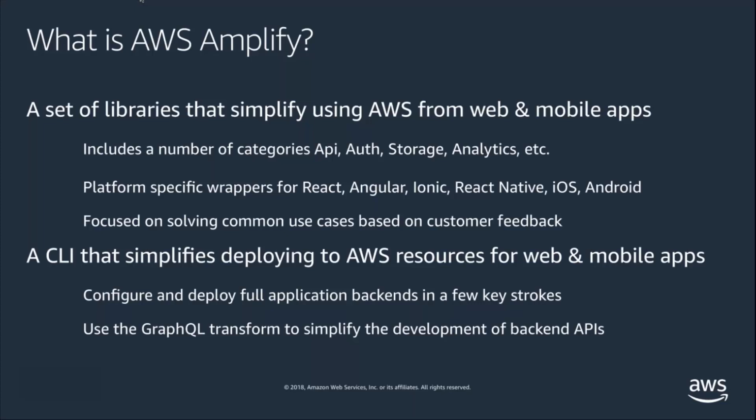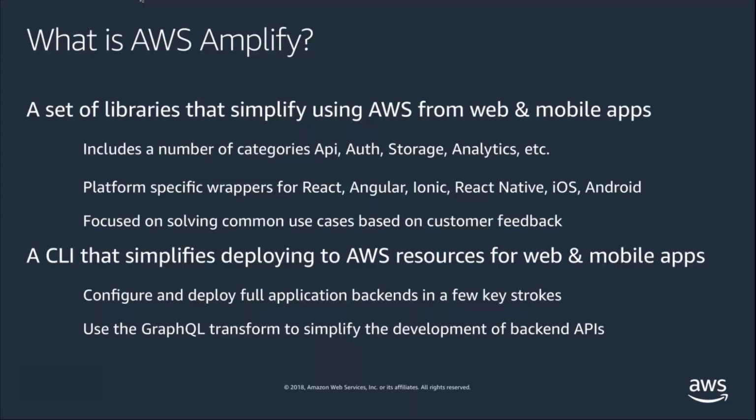The AWS Amplify libraries also offer platform-specific wrappers for popular frameworks like React, Angular, Ionic, React Native, iOS, and Android, but also include lower-level libraries that can be used across different platforms. And lastly, the AWS Amplify library is specifically focused on solving common real-world use cases that we've discovered from hearing customer feedback that people are actually facing when building web and mobile applications at their own businesses.